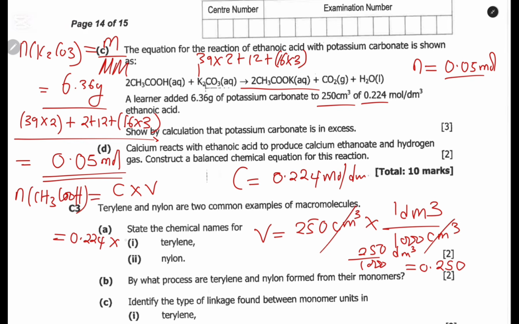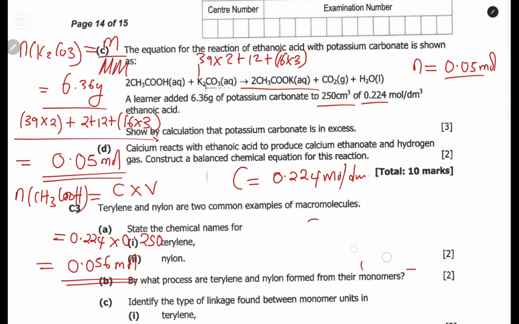So the number of moles is 0.224 multiplied by 0.250. If you multiply this, you should be able to get 0.056 moles. These are the number of moles of ethanoic acid. Now, what we are going to do is put up a ratio, since we want to show that indeed potassium carbonate is in excess. So we need to determine how many moles of potassium carbonate reacted with ethanoic acid.